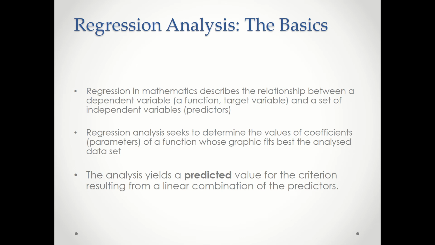Regression analysis, in mathematics itself, means the relationship between the dependent variable and the independent variable. As we have already seen in the previous sessions on decision trees, we know what a dependent variable is. A dependent variable is the target variable, what we are going to predict. The independent variables are the predictors or the attributes in your data set.